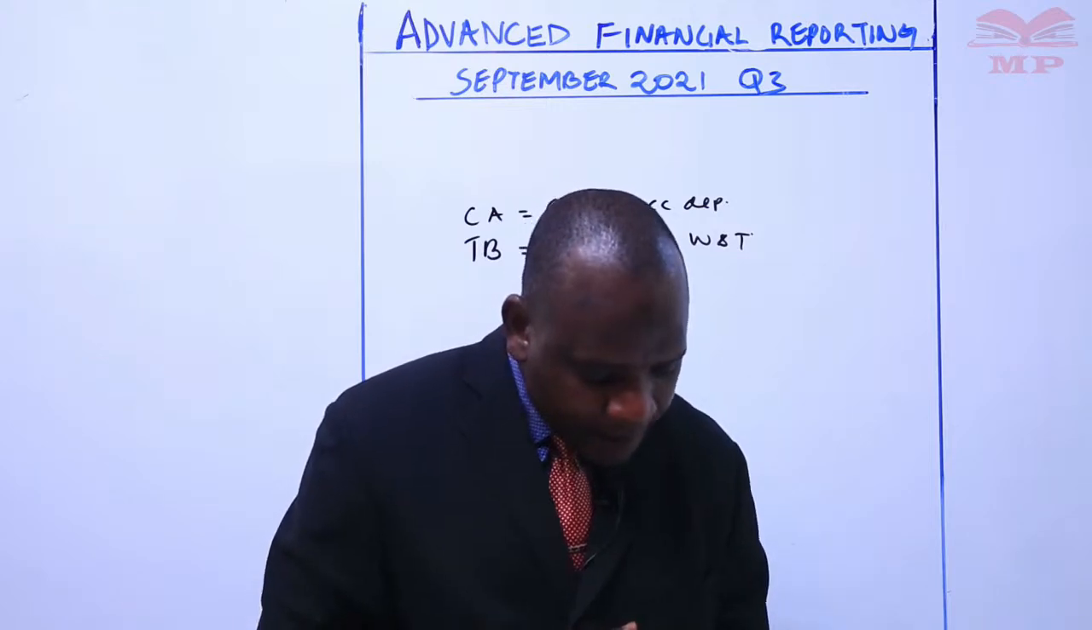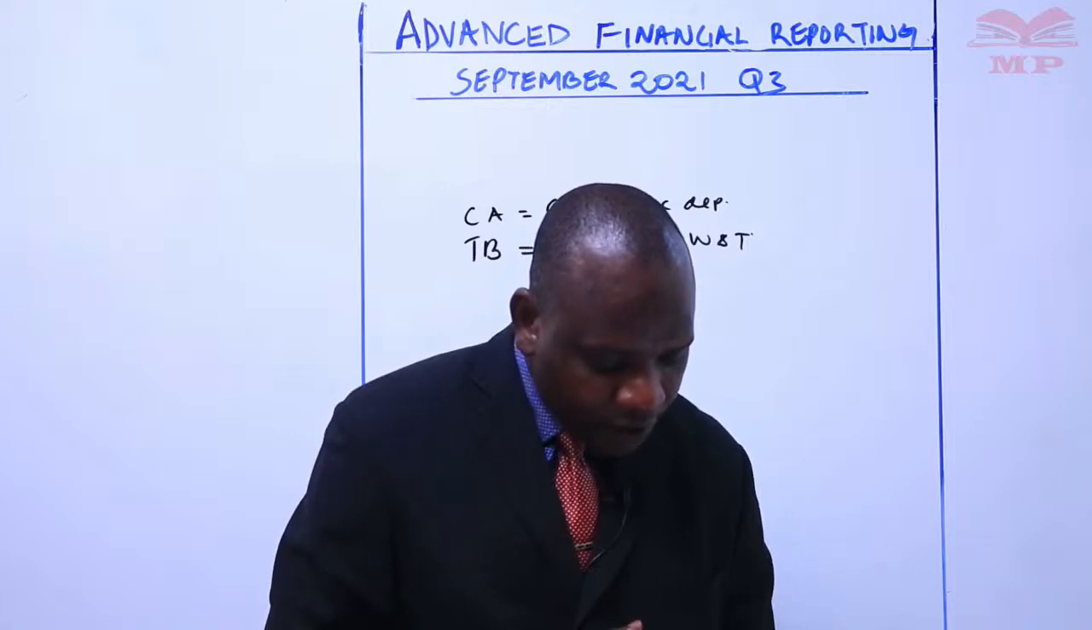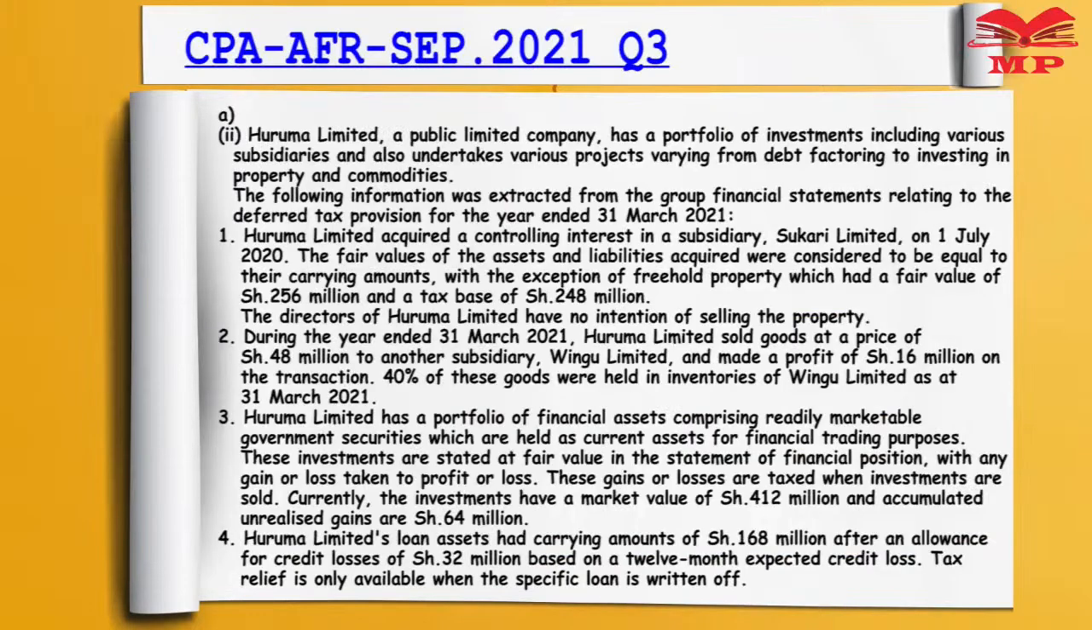Okay, number Roman 2, that was question 3, Roman 1. Question 3, Roman 2. Huruma Limited, a public limited company, has a portfolio of investments, including various subsidiaries, and also undertakes various projects varying from debt factoring to investing in property and commodities.